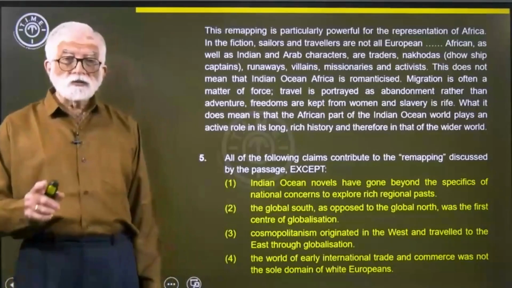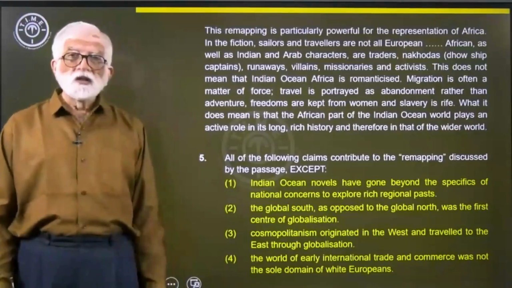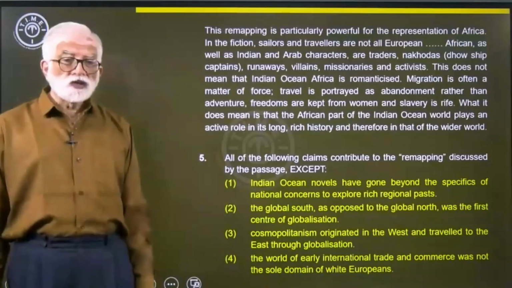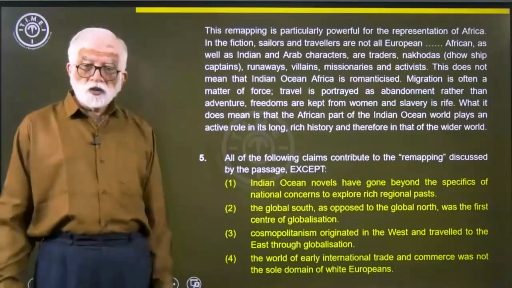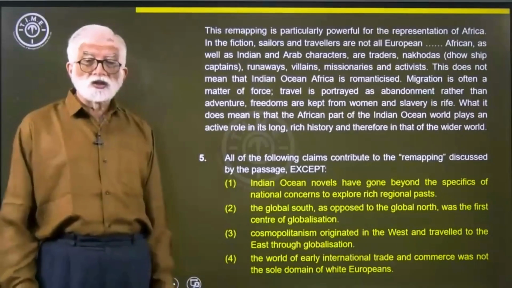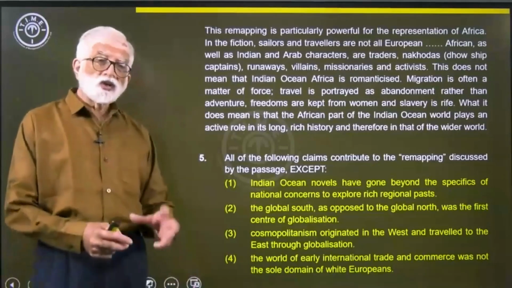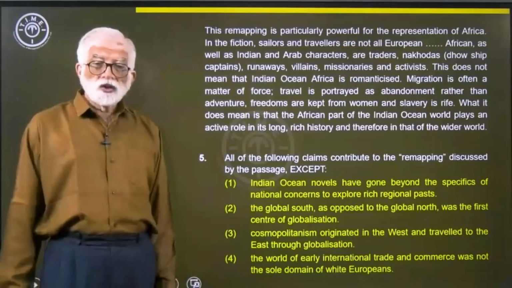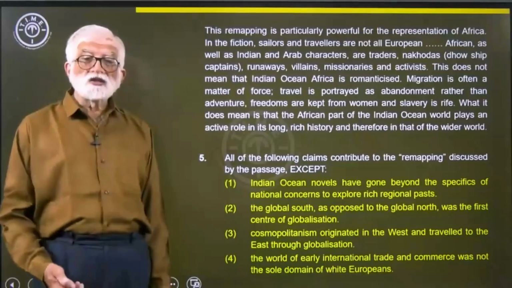Especially when it comes to Africa, people who read such fiction get a much better idea of Africa than they otherwise would have had. In the fiction, sailors and travelers are not all European; they could also be African, as well as Indian and Arab characters. These are traders, nakodas, those who captain dhow ships. You know what the dhow is? The dhow is your Arab sailing vessel, right? So it could be these people who are traders, nakodas, runaways, villains, missionaries and other roles.